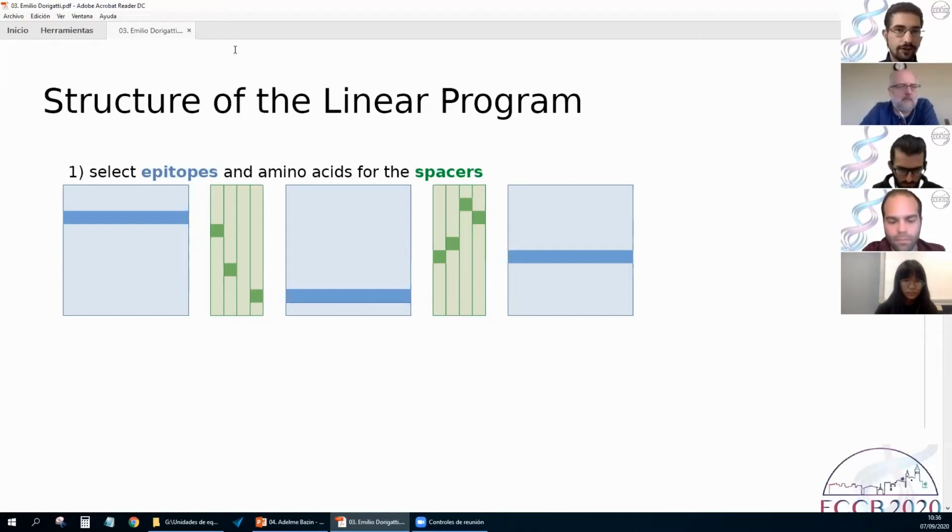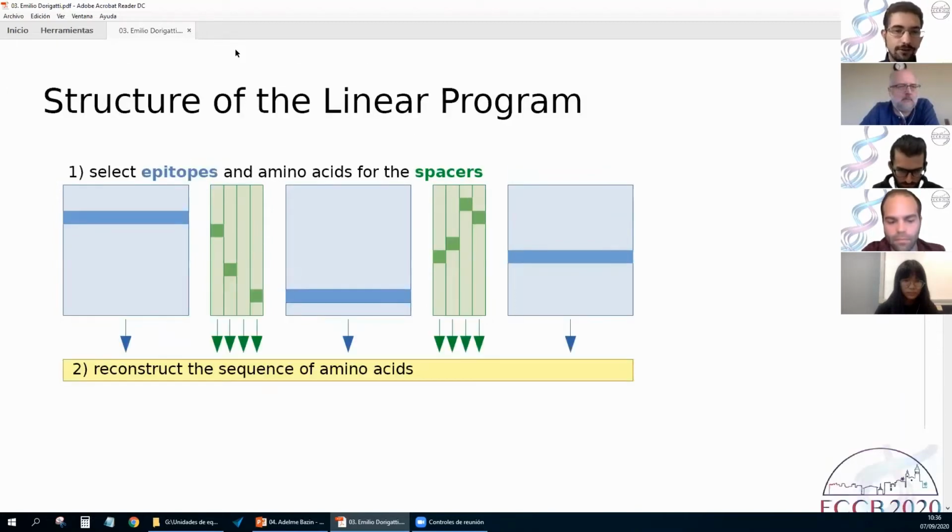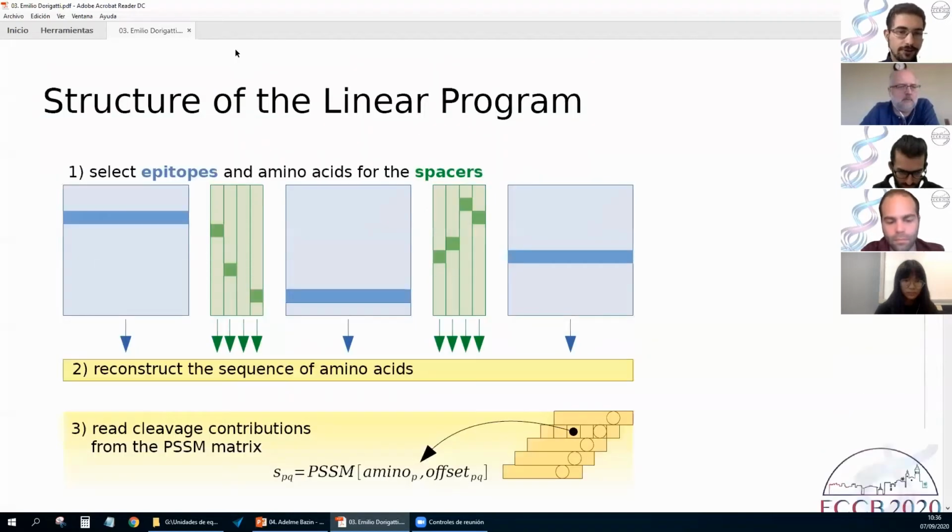Given these decision variables, we can reconstruct the sequence of the amino acids, the sequence of the vaccine. And then based on the sequence, we use a position-specific scoring matrix to find the cleavage contribution, so how much an amino acid in a position P will affect the amino acid in a position Q. And notice that since our spacers can contain gaps, for example here, we need to dynamically compute what is called the offset, so the distance between P and Q.